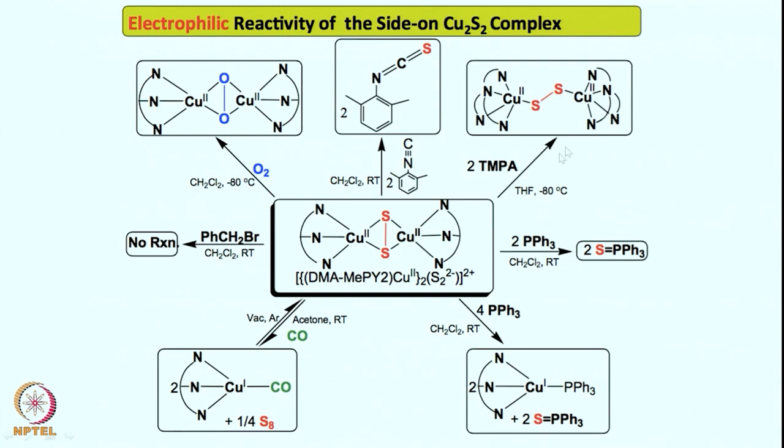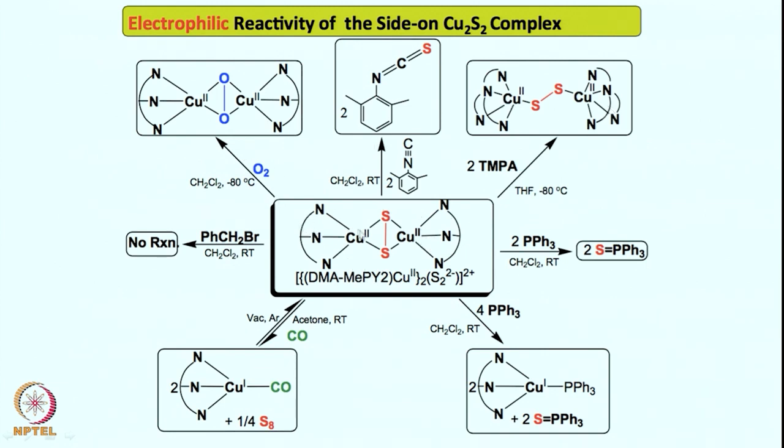Well, it is also possible to exchange the ligand. So this is a tridentate ligand. Tridentate ligand can be exchanged with a tetradentate ligand. Quite interestingly, this side on bound disulfide now will give end on bound disulfide. That is, I would say, quite fascinating.